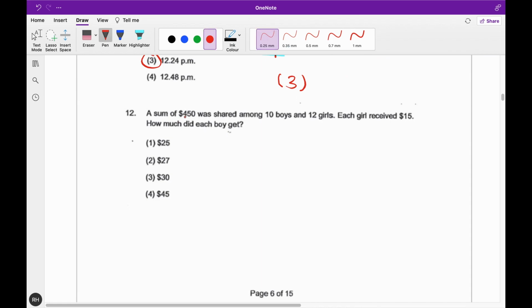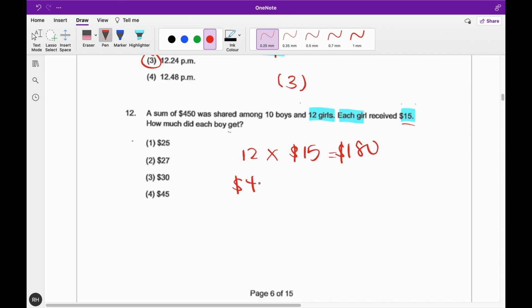Question 12. A sum of $450 was shared among 10 boys and 12 girls. Each girl received $15. How much did each boy get? Alright, so each girl gets 15, and we have 12 girls. So first we want to find the total amount that the girls have. We can do this by taking 12 girls times 15. Okay, so 12 times 15. If you do your working, you will find the answer is 180.